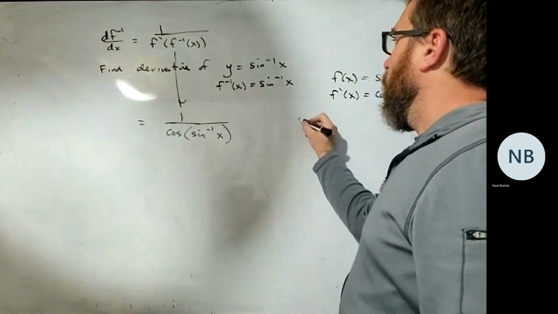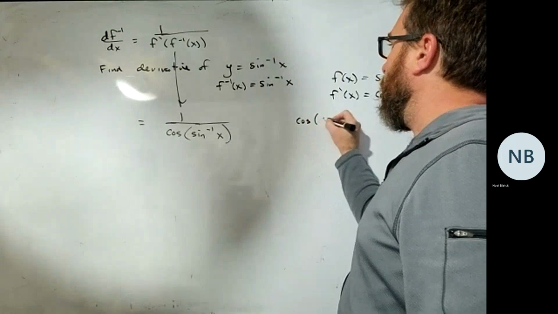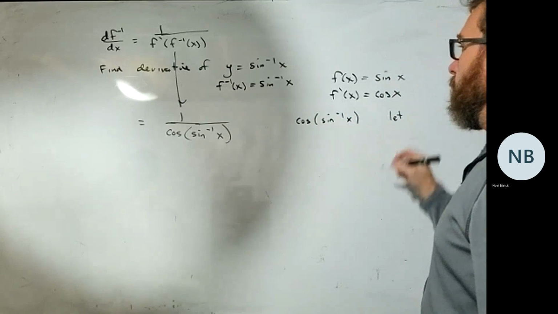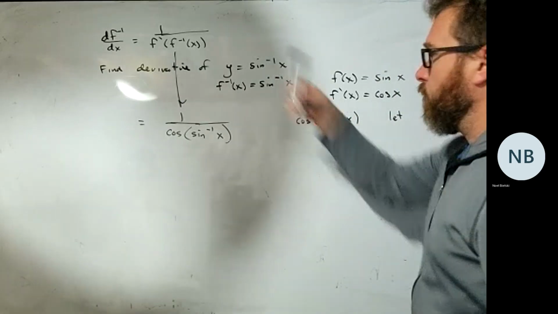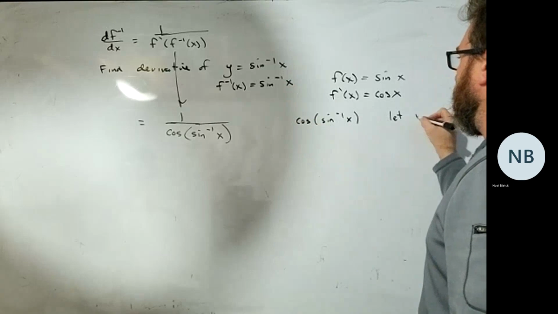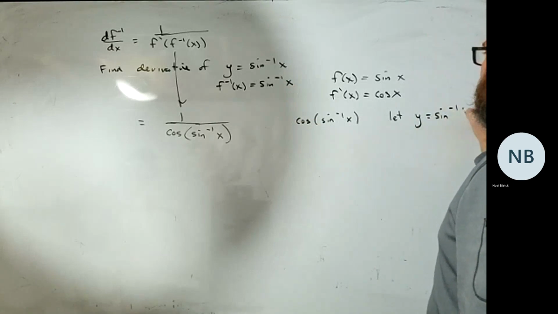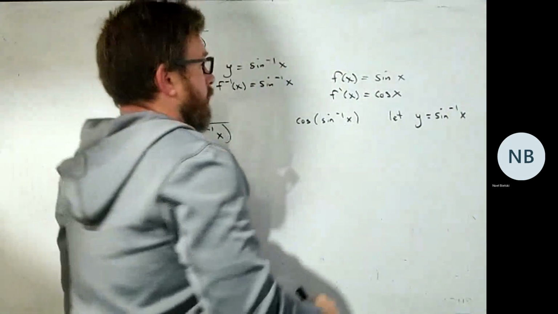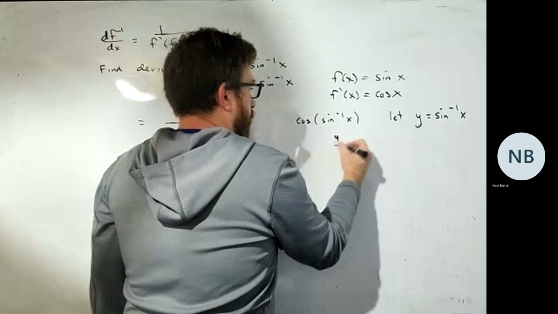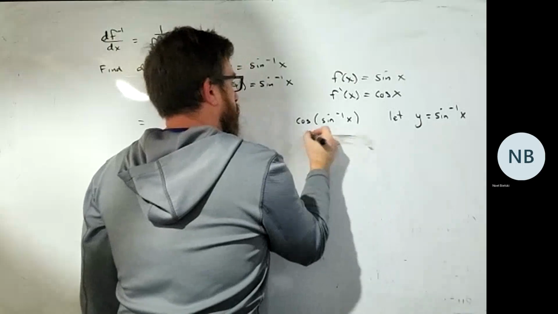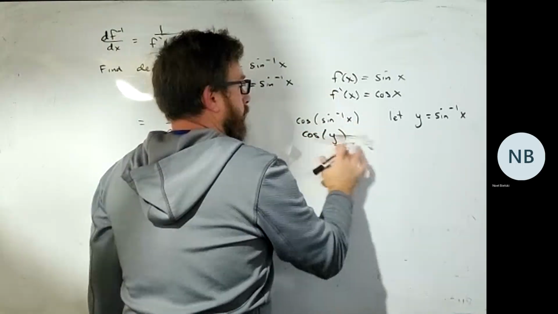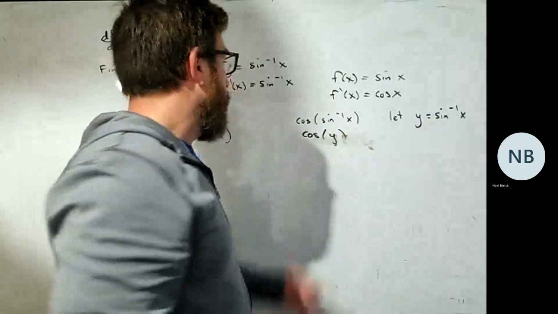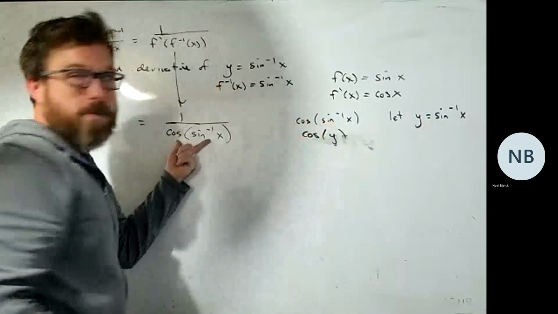So what I want to do is find the cosine of the sine inverse of x. Let's say y is equal to the sine inverse of x. So now this is the cosine of y, because I called the sine inverse equal to y. Once I know the cosine of y, I know that this expression is the same as this, which would be the same as this denominator.